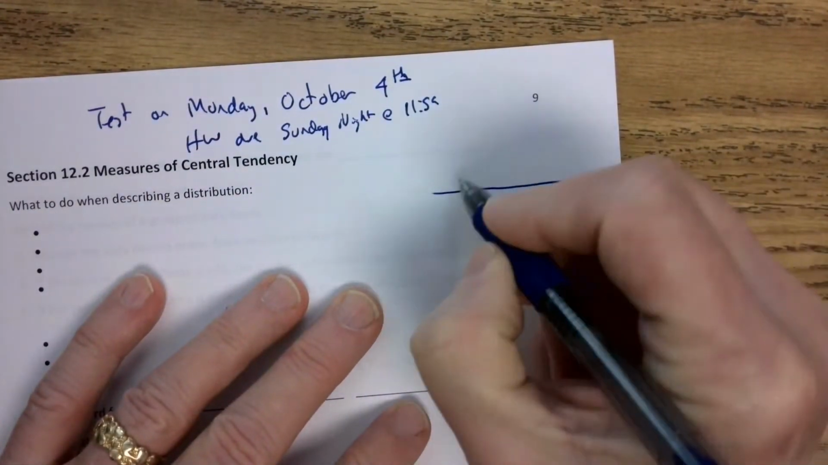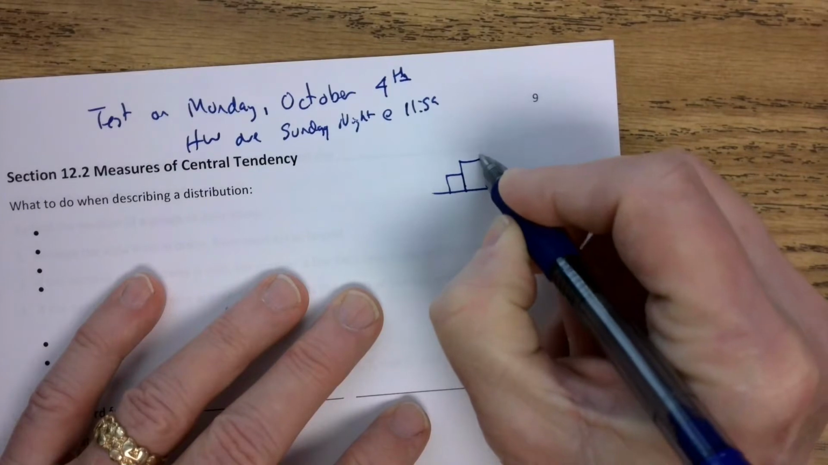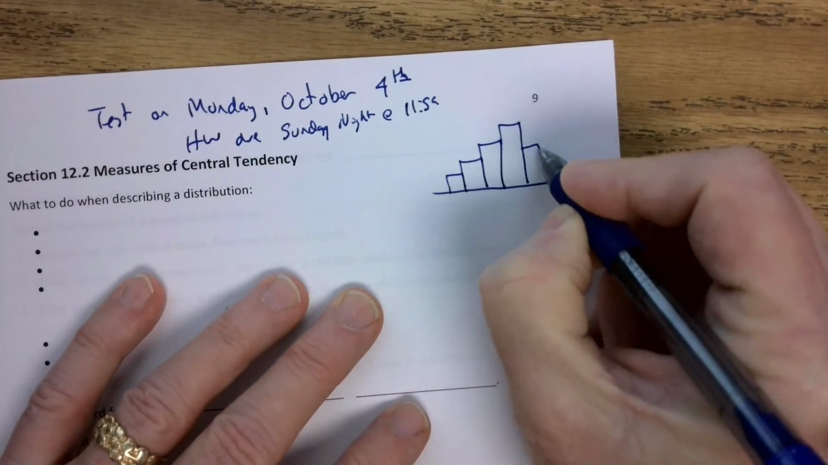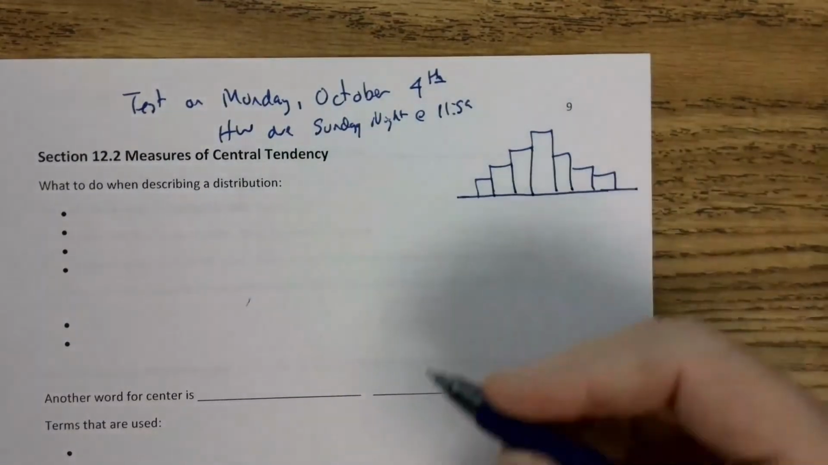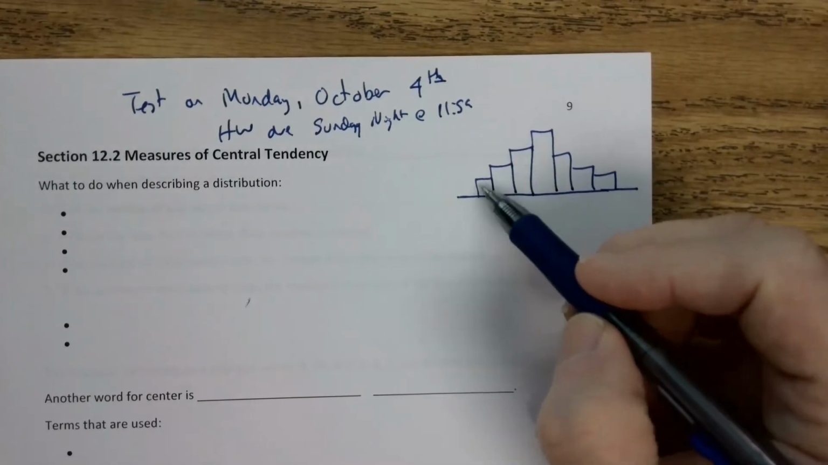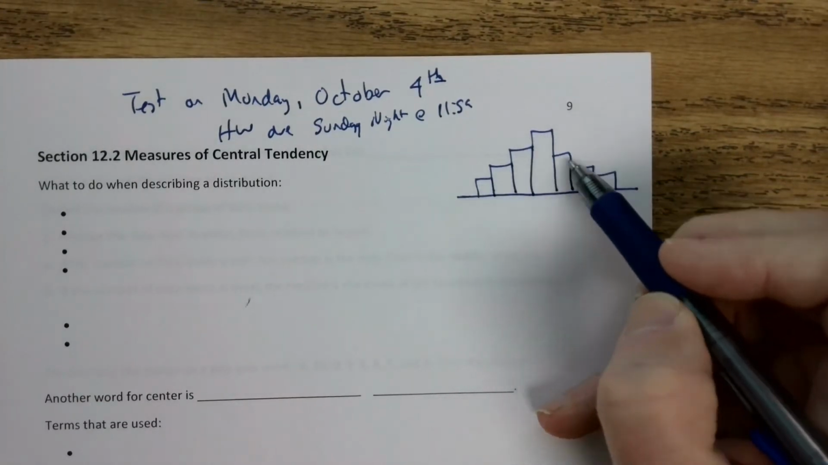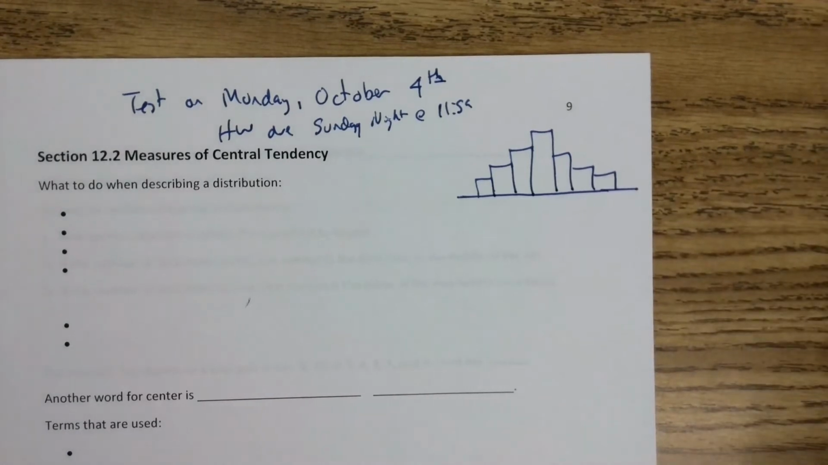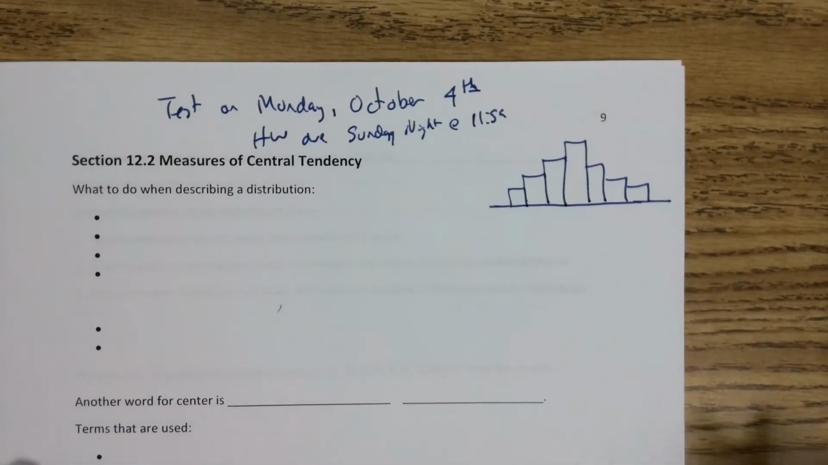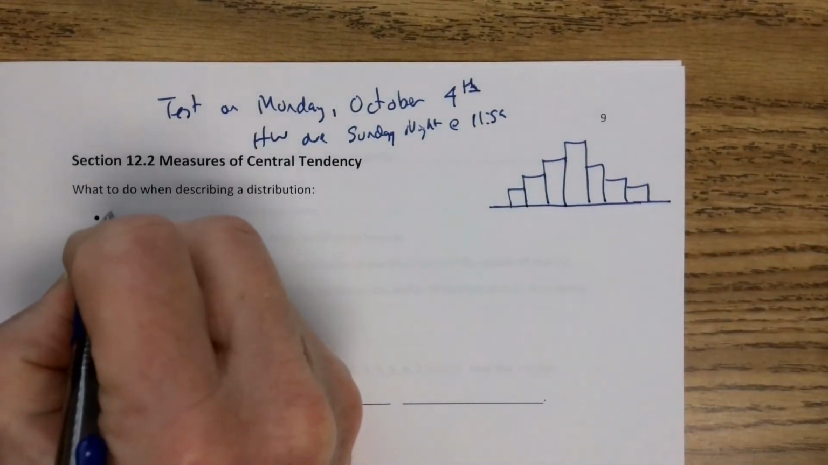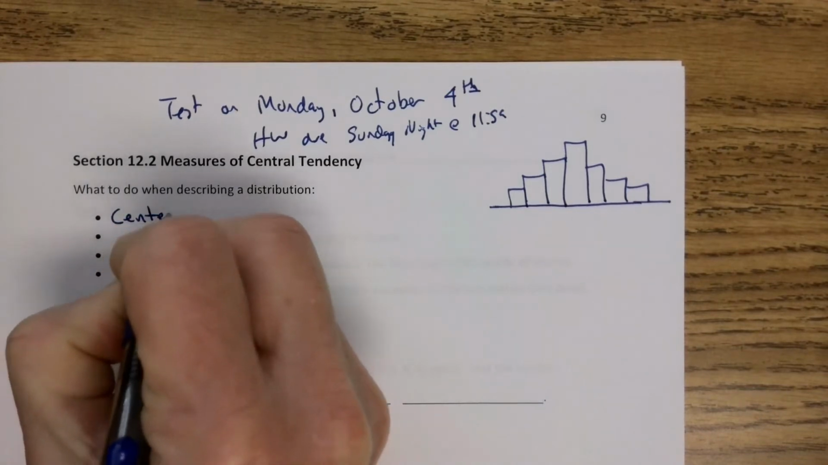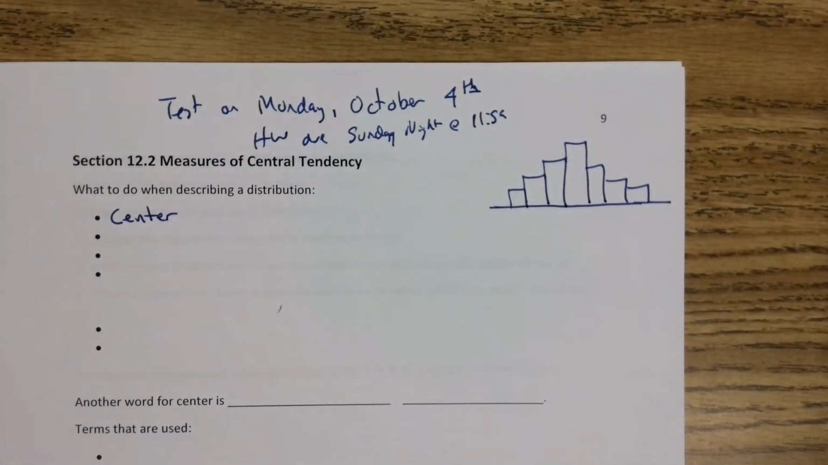Now let's think about a histogram for just a second. We can make that anything, whatever. Heights of people. So we have some short people, most people are in the middle, and then we have some tall people. Piece of cake, nice little histogram. And when you talk about a histogram, you should talk about the center. And today we're going to do center. You should talk about anything unusual.